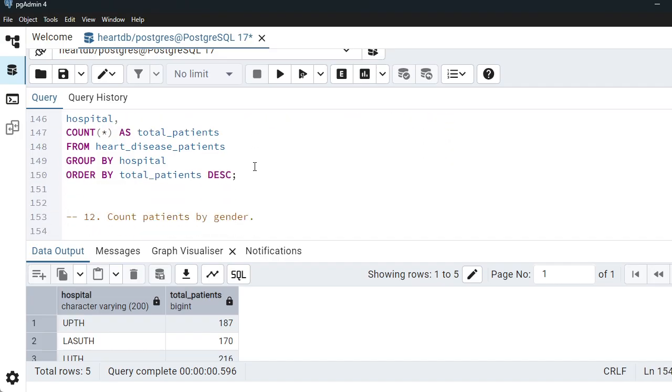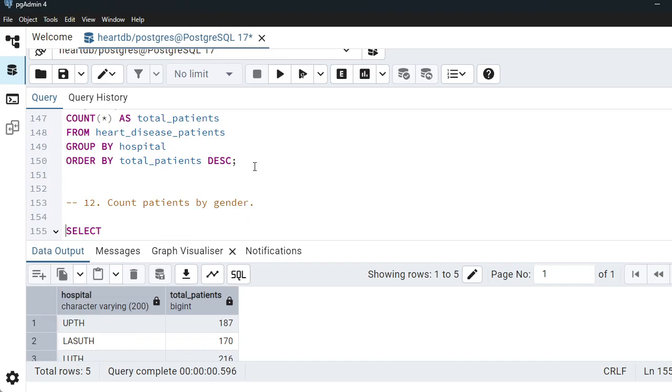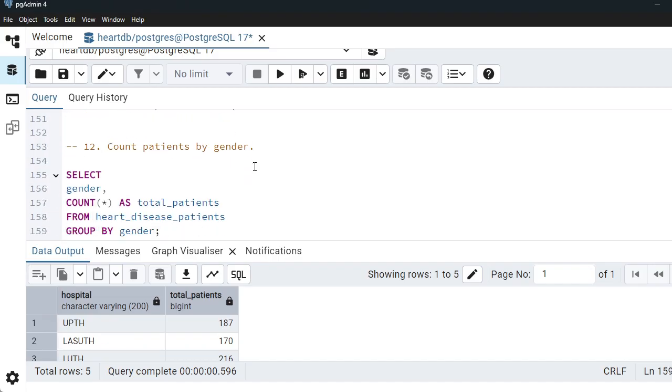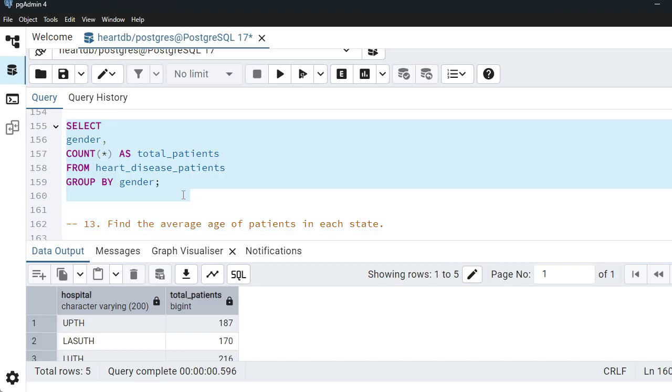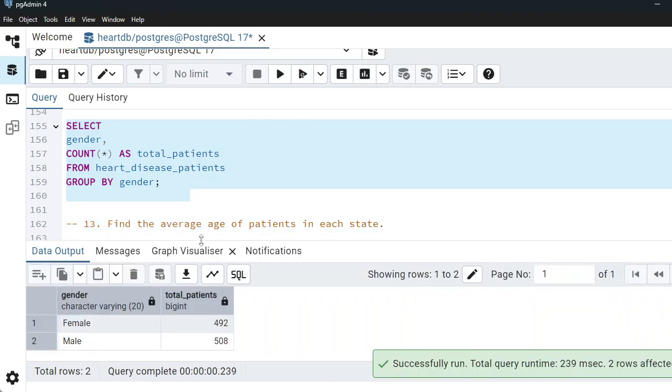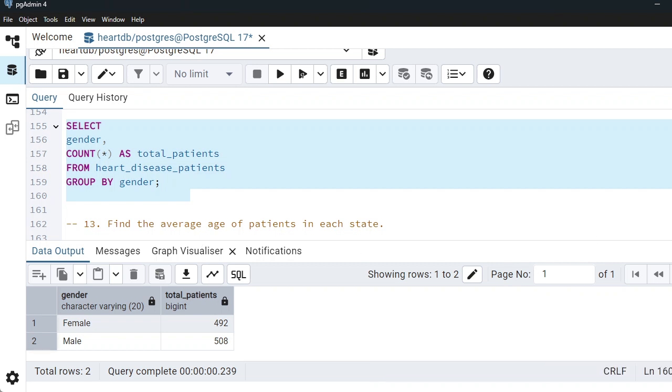So that's question 11. Let's go to question 12. They say count patients by gender. So now select gender, count as total patients from the heart disease patient grouped by gender. When you run this now, you're going to see the male and female totals. The female is 492 and the male is 508, right?